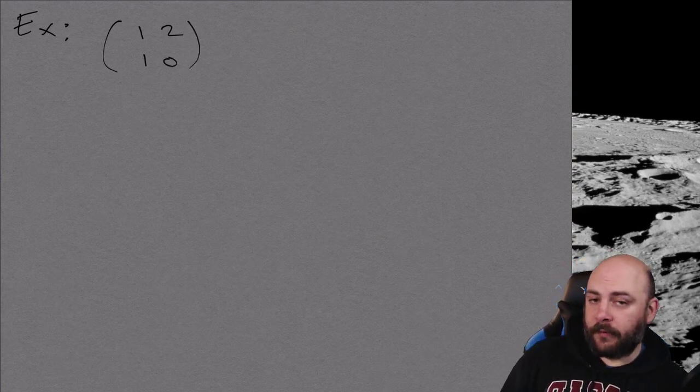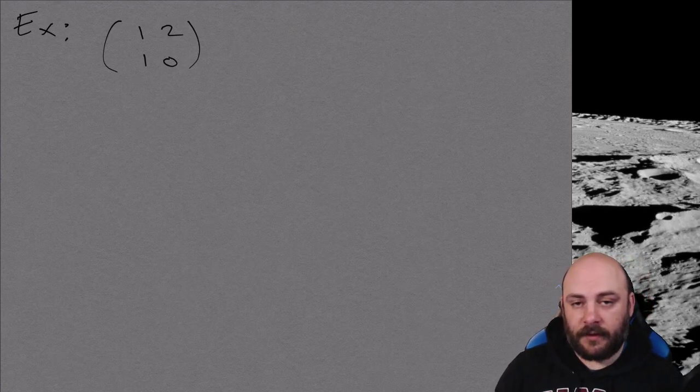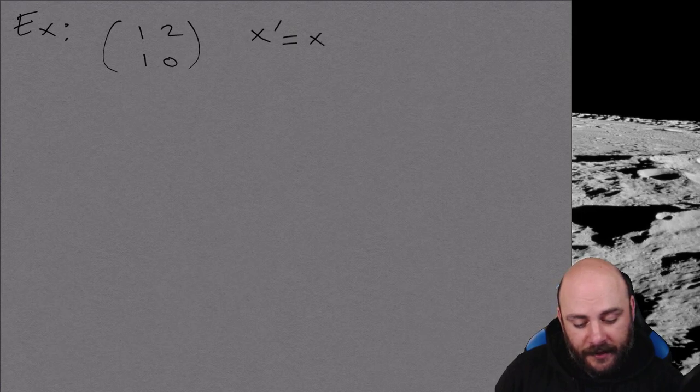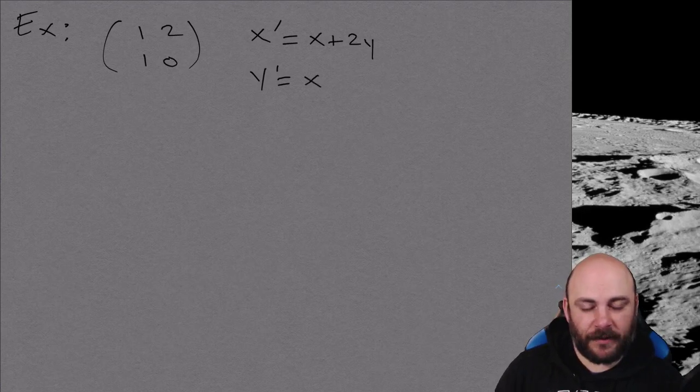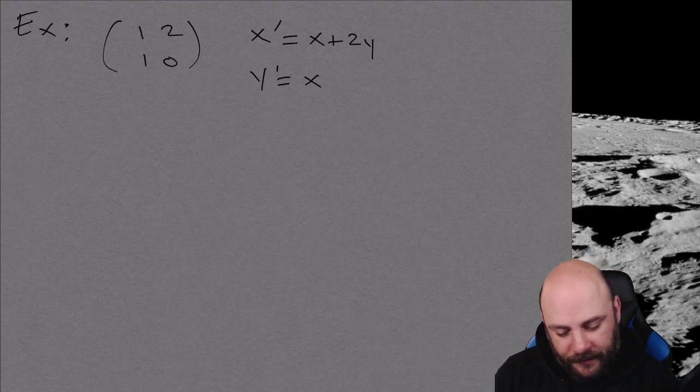If you're following along right now, what is the system of differential equations that corresponds to this coefficient matrix? Take a second and write it down. Hopefully you have x prime equals x plus 2y, and y prime equals x. Not decoupled, it's perfectly coupled here. This is the system that we're talking about.